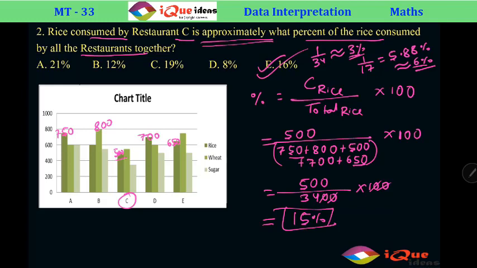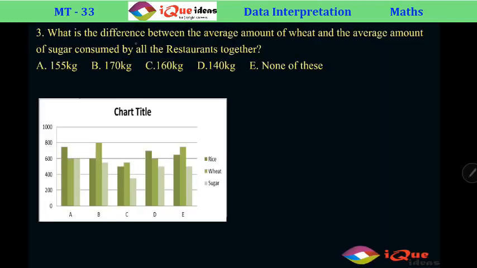Now let's go to the next question. Now the third question says, what is the difference between the average amount of wheat and the average amount of sugar consumed by all the restaurants together.